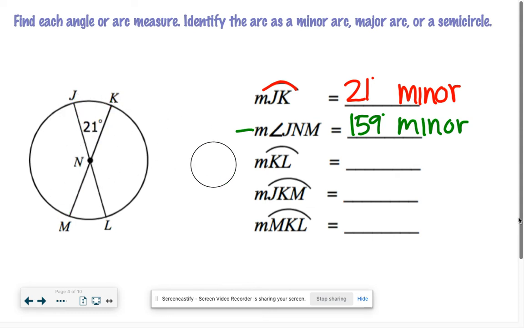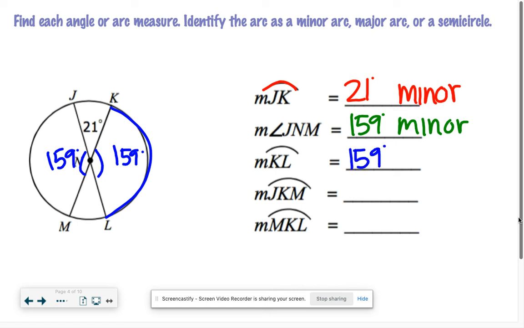Okay, let's erase here. KL here. So I'm going to put what we had there, 159. What's nice, you guys, is we can still use old information that we know. Look, we have vertical angles here. So if this is 159, so is this. So we know that arc KL is 159, and it is still minor.